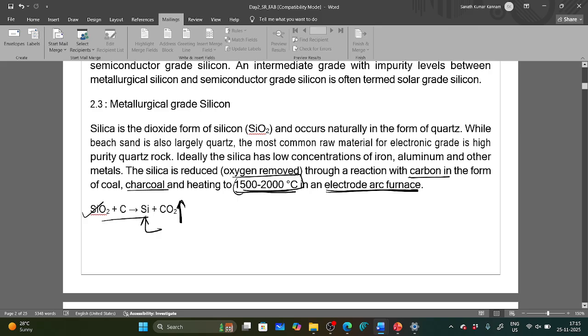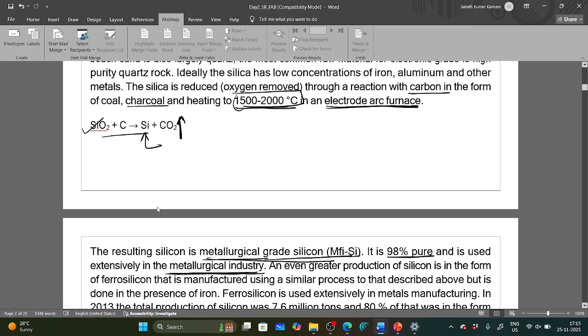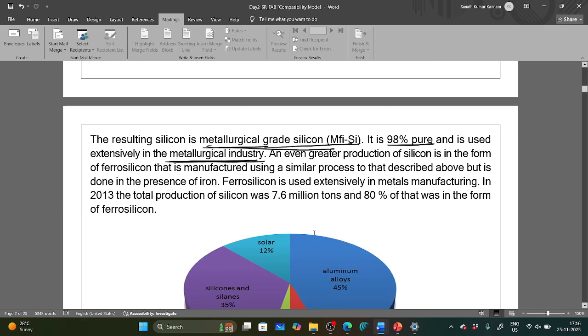the metallurgical grade silicon. How are we removing it? In metallurgical grade silicon we react this with carbon. So the carbon combines with the oxygen, carbon dioxide is a gas anyway, and silicon is what you get. This is 98% silicon, available as metallurgical grade silicon, which we do not use for the semiconductor industry. It consists of 98% pure silicon.